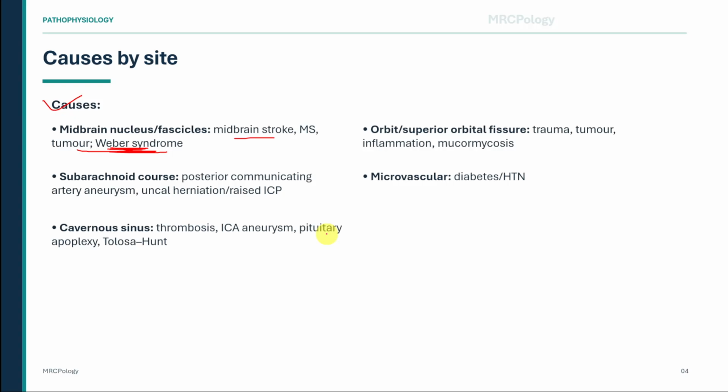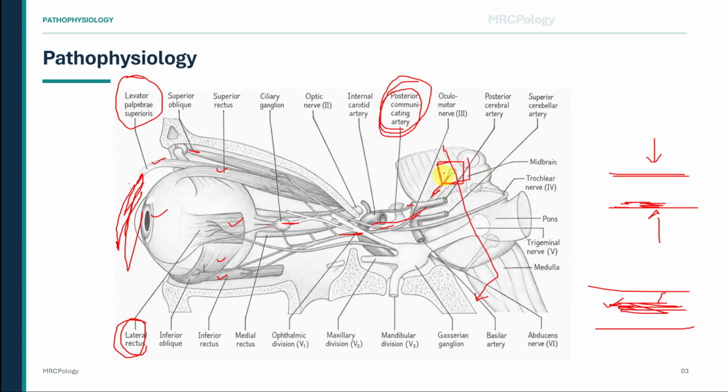For MRCP, you do not need to memorize every eponym in isolation. The principle is more important. Third nerve palsy plus contralateral long tract signs, ataxia, or movement disorder means a midbrain lesion until proven otherwise.